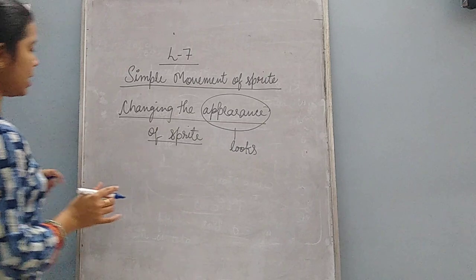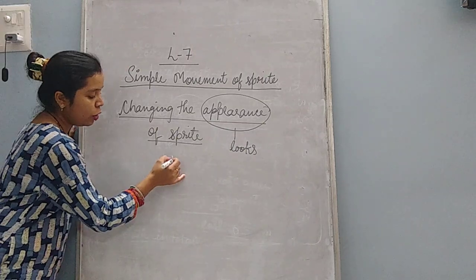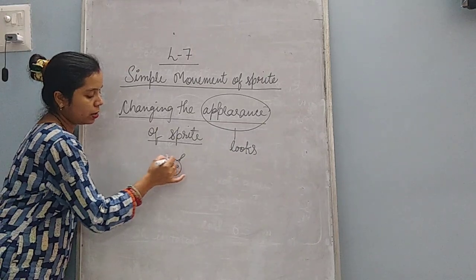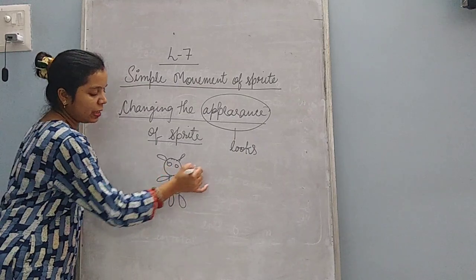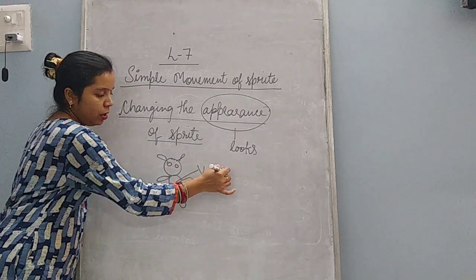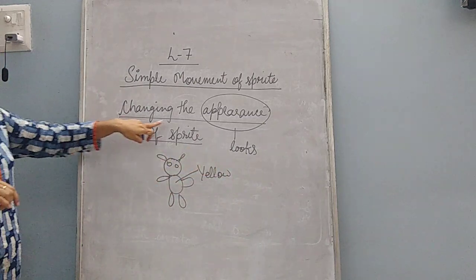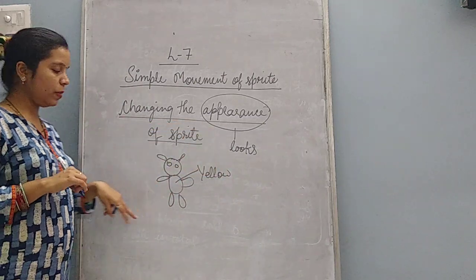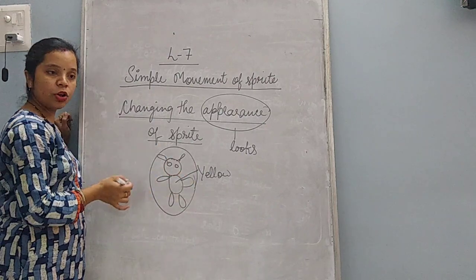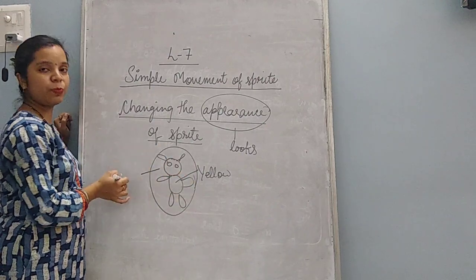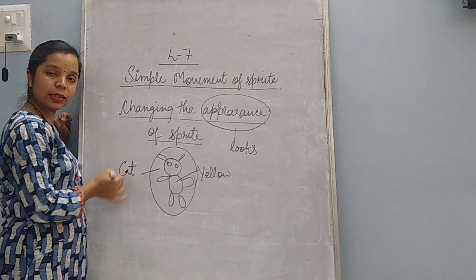If you want to change that, like you have seen in your book, your sprite looks like a cat. It is simply a cat in the Scratch project, and you can see it is of yellow color. Now using this option, changing the appearance, you can change the color of your sprite or you can change this sprite also.